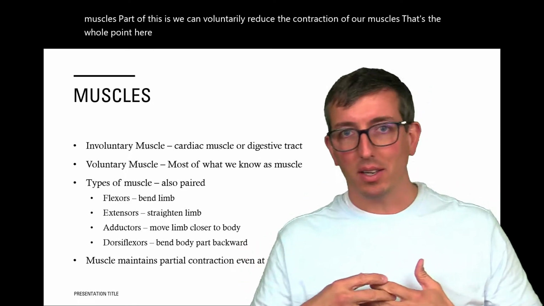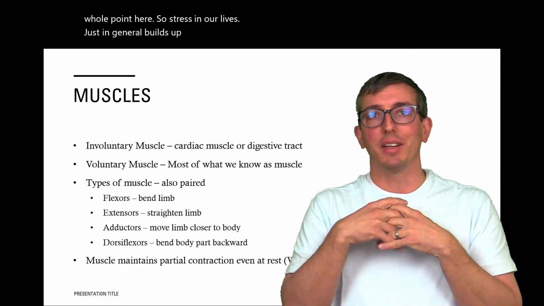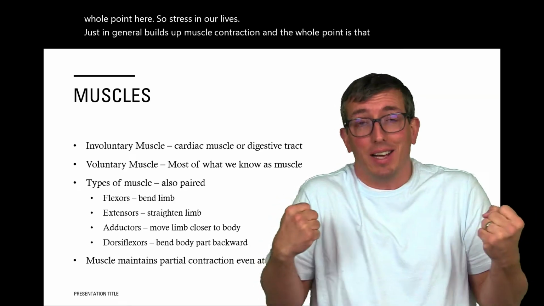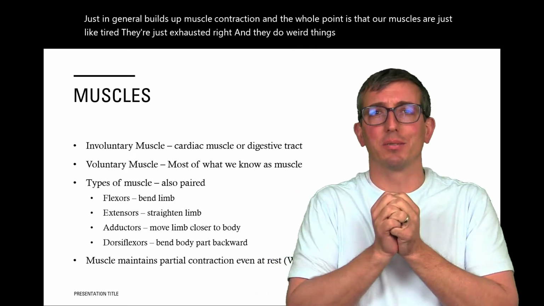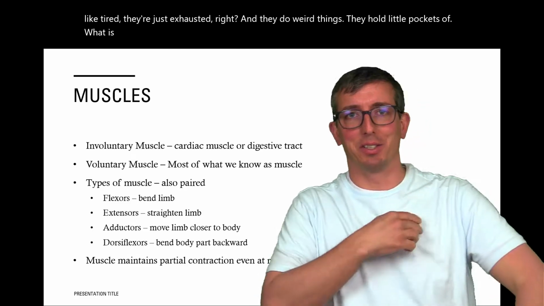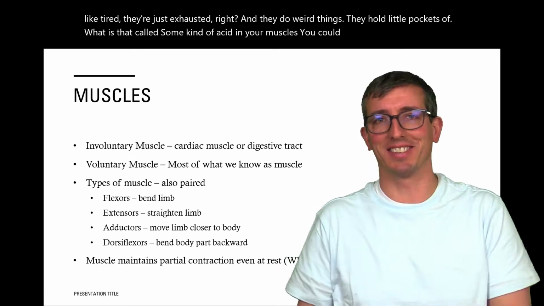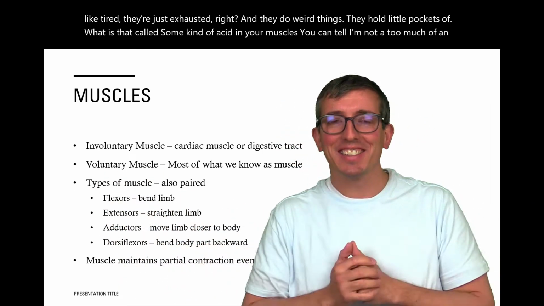So stress in our lives, just in general, builds up muscle contraction. And the whole point is that our muscles are just tired. They're just exhausted, right? And they do weird things. They hold little pockets of, what is that called? Some kind of acid in your muscles. You can tell I'm not too much of an athlete. Lactic acid, I think it is.